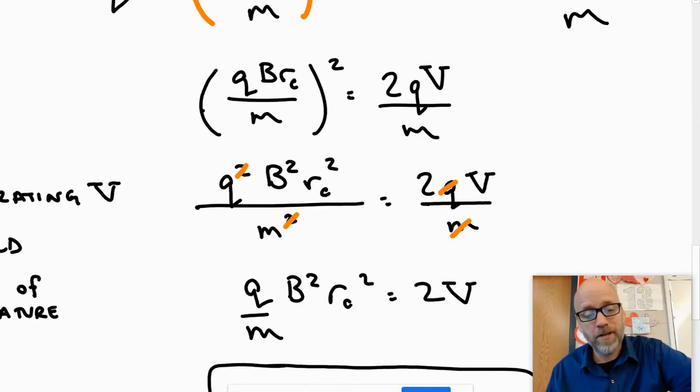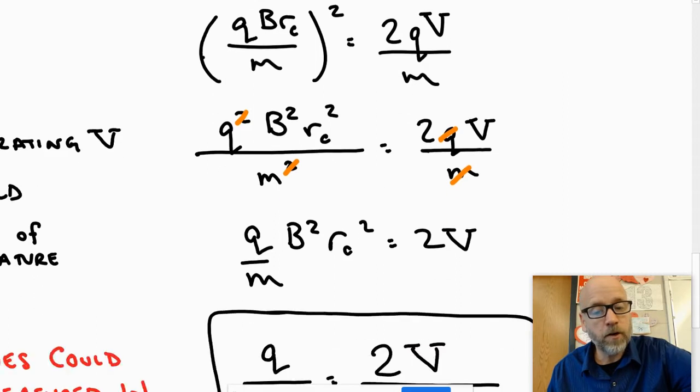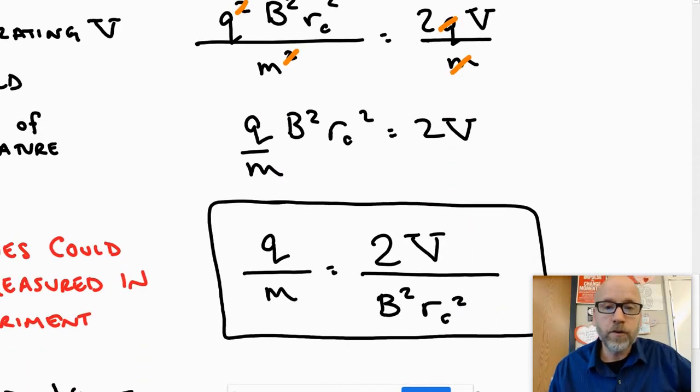Now, my final step is to get the charge to mass ratio of the electron all alone. And I get q divided by m equals 2 times the accelerating voltage divided by the magnetic field strength squared times the radius of curvature squared. And that voltage I can know. The B field I can measure. And Rc I can measure.